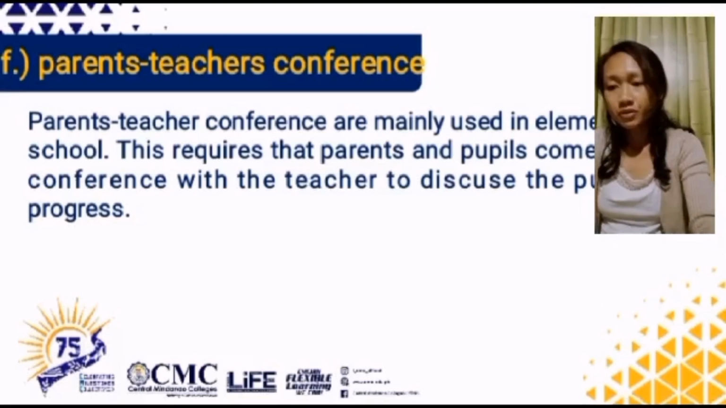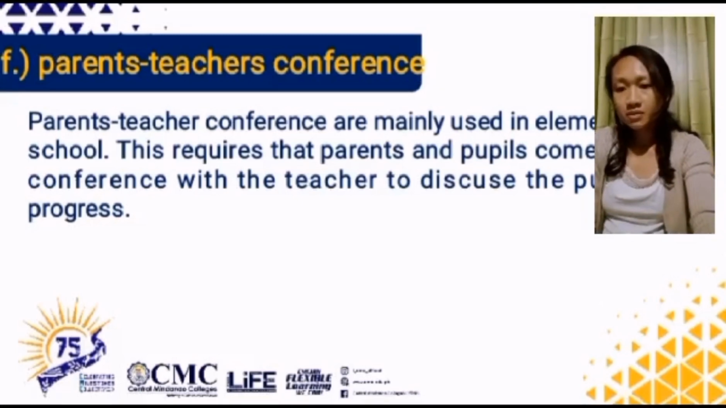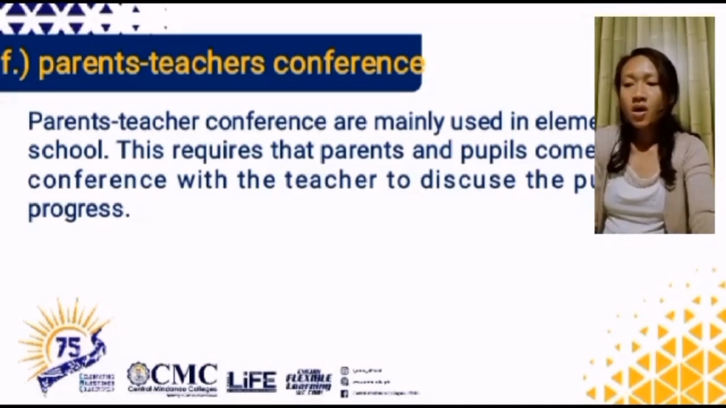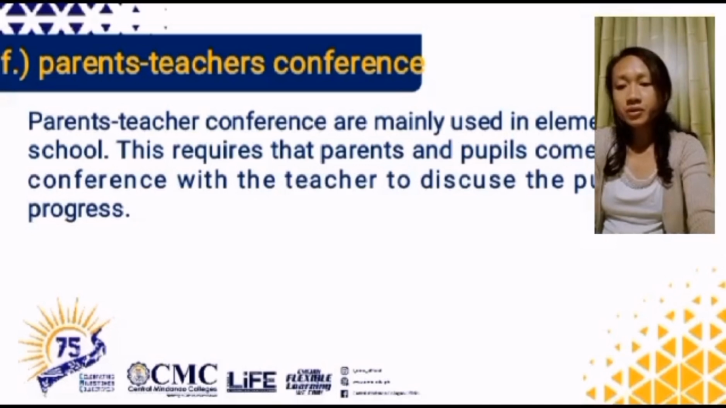So portfolios, when available, are useful bases for discussion. Such conferences are useful for a two-way flow of information and getting more information and cooperation from the parents. They are, however, of limited value as a report because most parents do not come for such conferences.